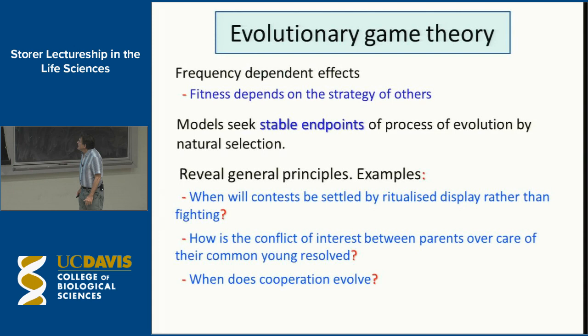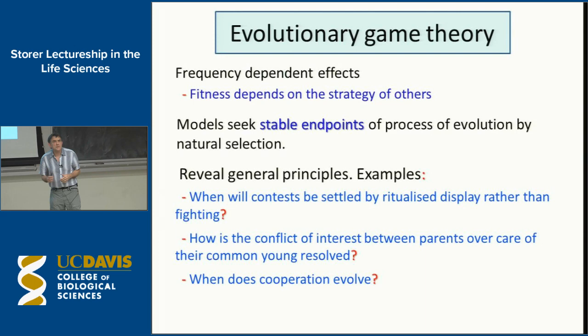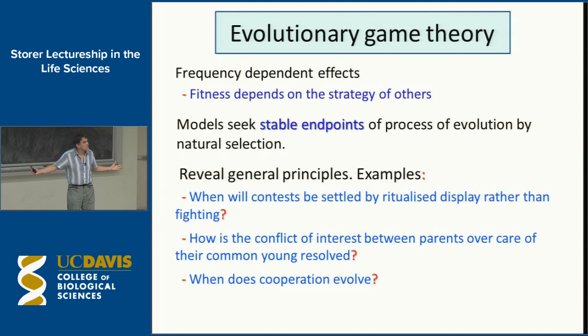this approach has revealed certain general principles. For example, one of the first, Maynard Smith: when will contests be settled by ritualized display rather than by always fighting? How is the conflict of interest between parents over care of their common young resolved? I'll show you why there's a conflict of interest in a moment, although it may be fairly obvious to you. When does cooperation evolve, etc.?